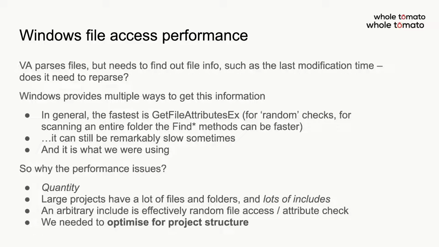When we build our symbol database, we need to find out information about the file that's being passed, and that often includes other files, such as include files. There are multiple ways to get information about a file in Windows, but we primarily used the getFileAttributes function. Despite its reputation, which is overall true, as the fastest option, it can sometimes be slow. But our real problem was simply the quantity that we were calling it. Sometimes we ended up calling it millions of times during an initial pass.